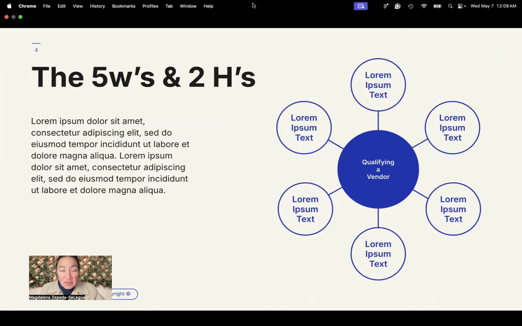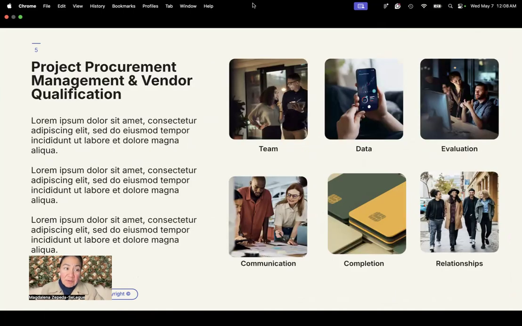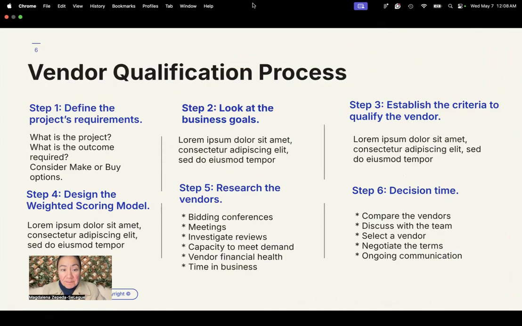There are the 5 W's and 2 H's that we will be covering in qualifying a vendor. There's lots of information, so we will be adding them to this slide here, or I will be adding them. And then also in project procurement and vendor qualification, there is a tie-in, and those tie-ins can be made because there is team information, and there is data that we can speak about. There is evaluation. Communication is huge when qualifying a vendor. And of course, the completion of the project, and then overall, the relationships that are built, whether within the organization or between the vendor and the organization.